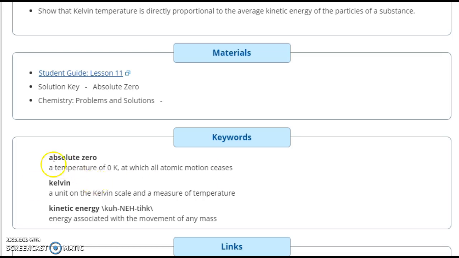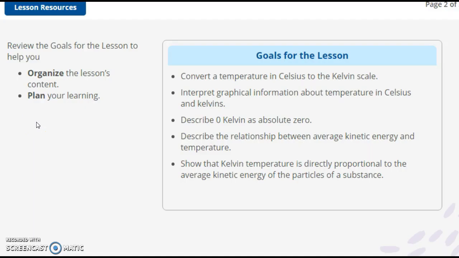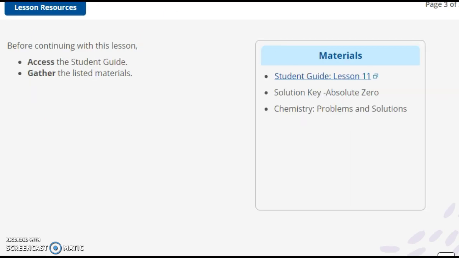So super cool stuff. Kelvin is a unit on the Kelvin scale and a measure of temperature, and kinetic energy is the energy associated with the movement of any mass. So anytime we're talking about movement, we're talking about kinetic energy, and specifically with temperature, we're talking about the internal motion of the atoms. And if you would like to go into the lesson and print off the study guide, feel free to do that.